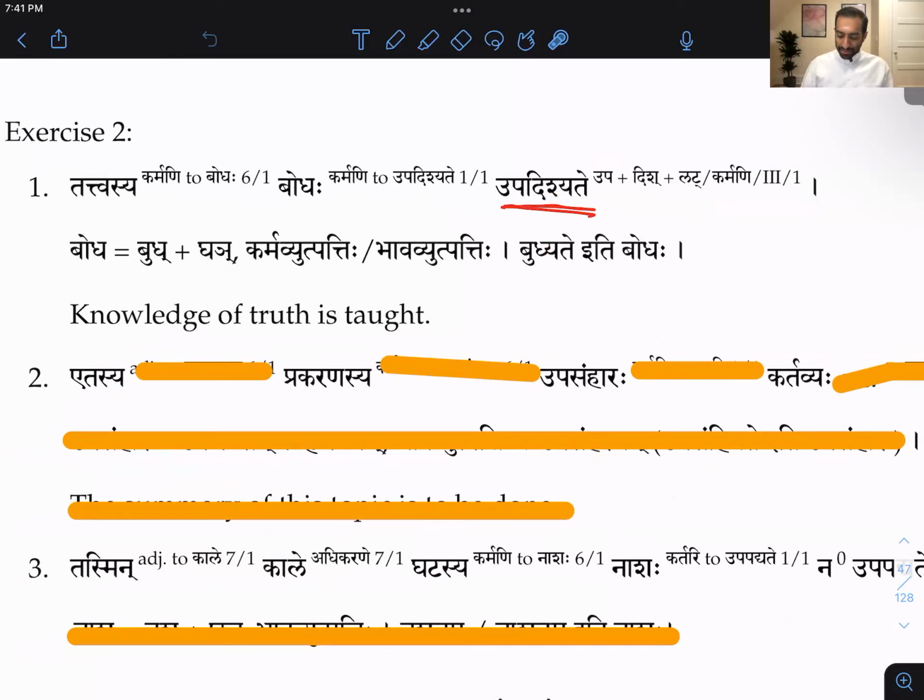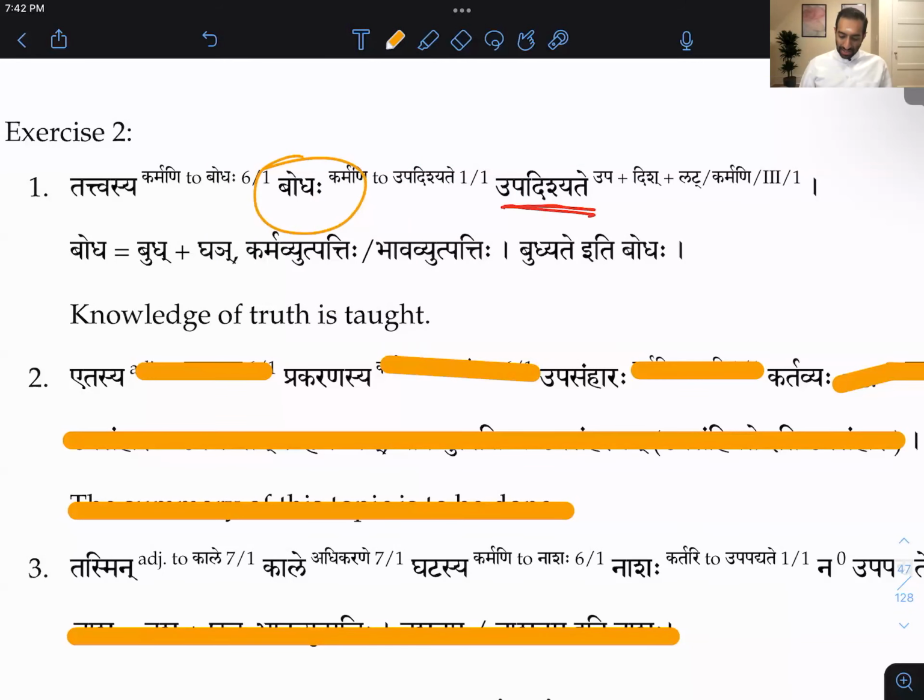Okay, after you find the verb, we then want to find our Kṛdanta word. Here we're looking for a ghan-ending word. So here the word is bodhaha. All right. So I'm going to underline my verb in red, and I'm going to circle my Kṛdanta word in yellow. So, bodhaha.